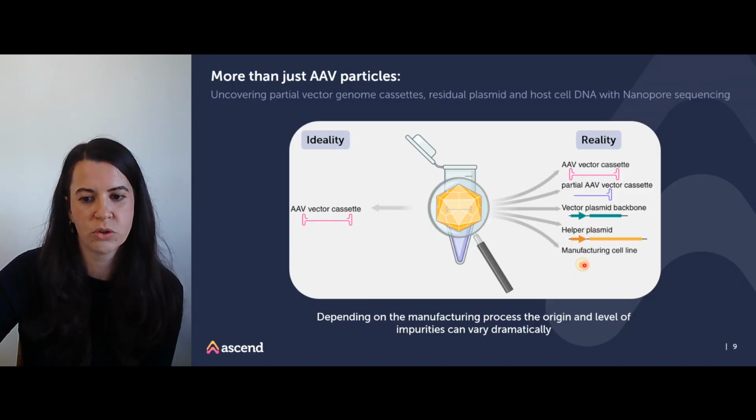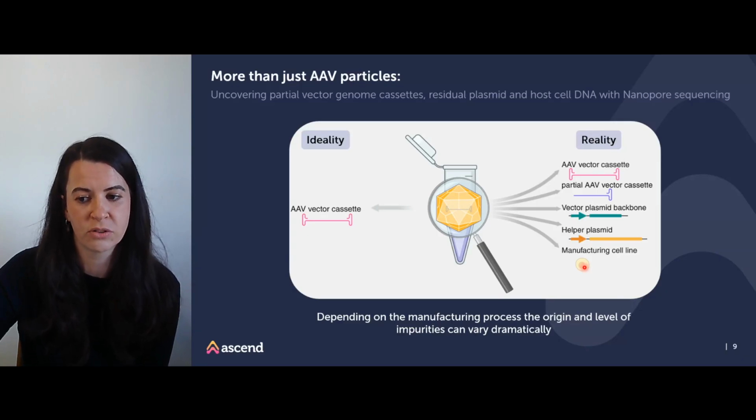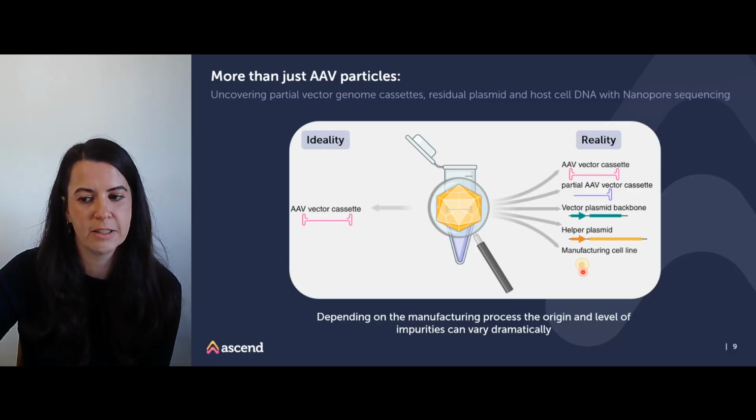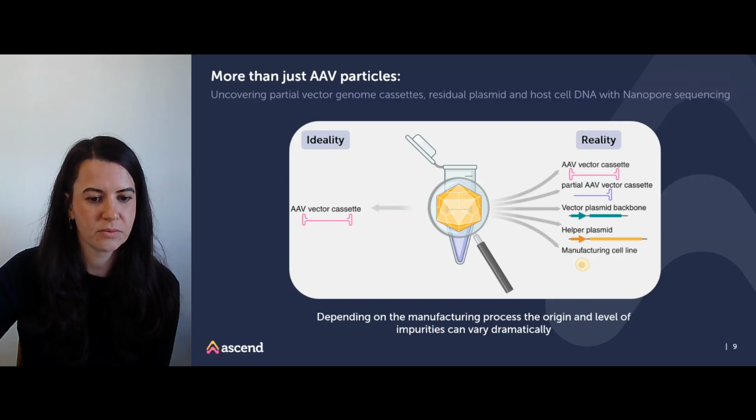And all of these impurities have different origins and occur at different levels depending on the manufacturing process. Additionally, all packaged impurities can potentially remain transcriptionally active or may lead to unintended protein expression, and this is exactly why deep characterization of our AAV batch is so important.